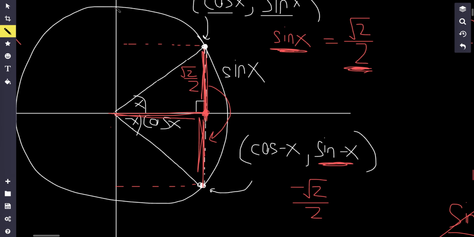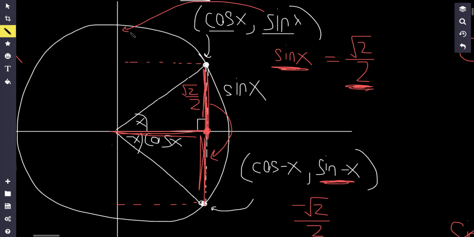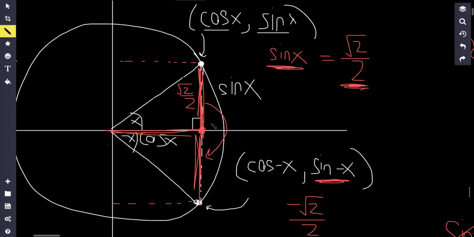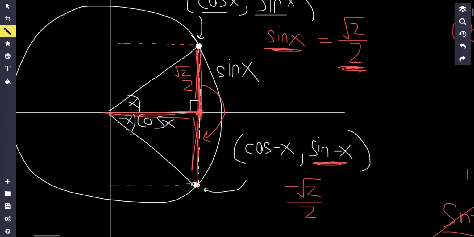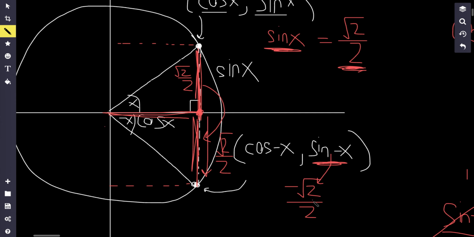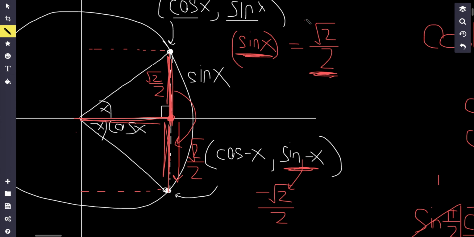Remember, sine of x represents our y value. In this case, our y value is positive right over here, and then it's negative down here. For this part, I'm going radical 2 over 2 units up. But in our other triangle, when we're creating this negative x degree angle, we're going radical 2 over 2 units down. So sine of negative x is going to be negative radical 2 over 2. And if I multiply both sides by negative 1, I get that negative sine of x is equal to negative radical 2 over 2.